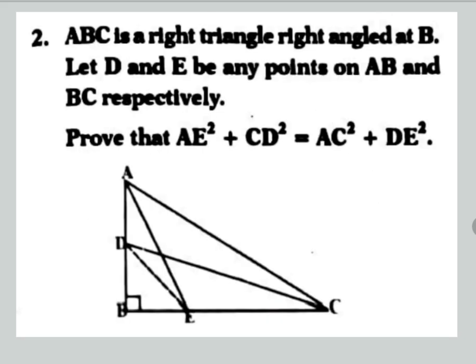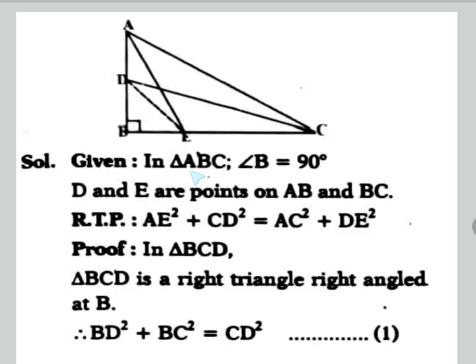Question number 2. ABC is a right angle triangle, right angled at B. Let D and E be points on AB and BC respectively. Now prove that AE square plus CD square is equal to AC square plus DE square.